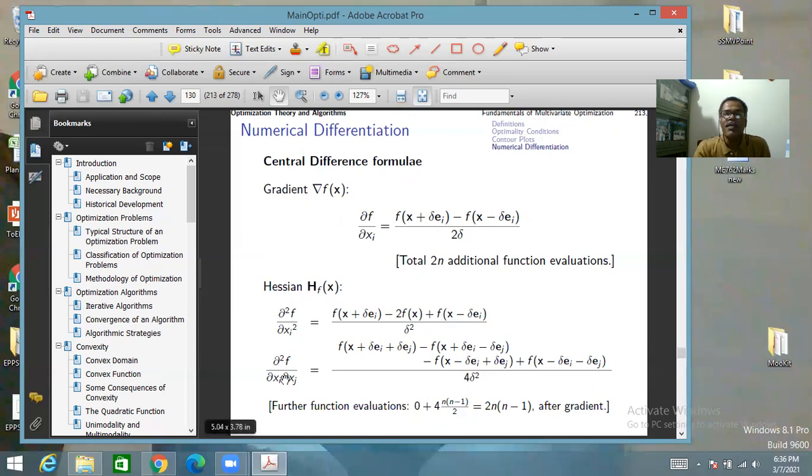However, the cross derivatives will need all four new, because none of these four have been used in the function or the gradient. So basically the further function evaluations will be these many after the gradient. So this is costlier than the forward difference formulae, but more accurate for the same delta. If you decrease delta, then the forward method will start competing again. So for the same delta, the central difference formula will be more accurate but more costly.